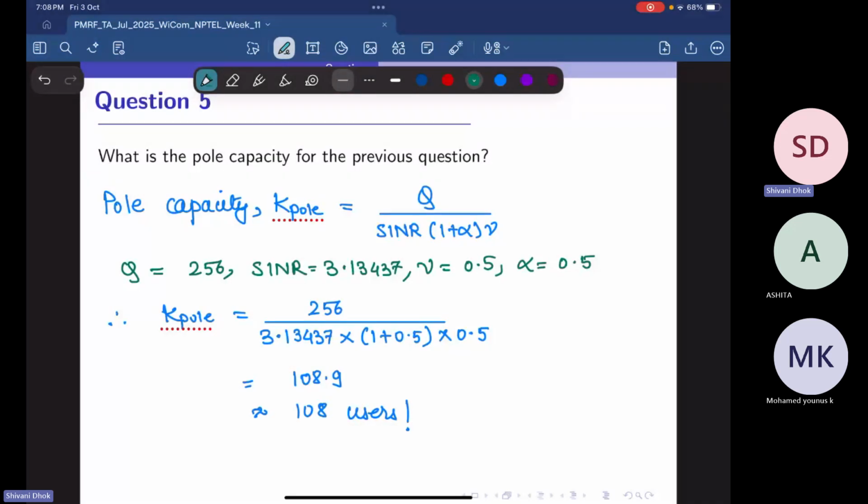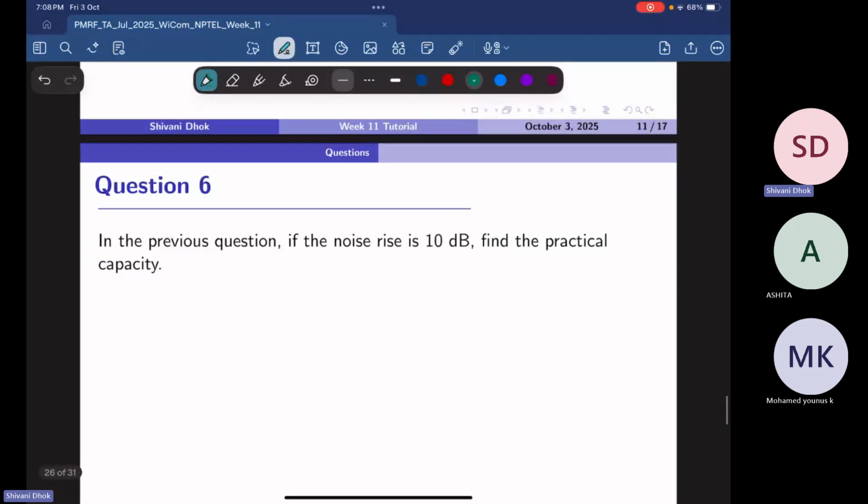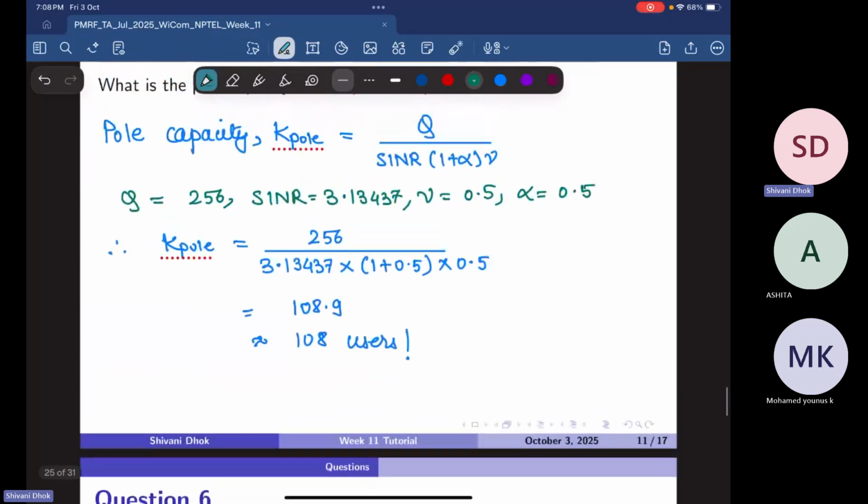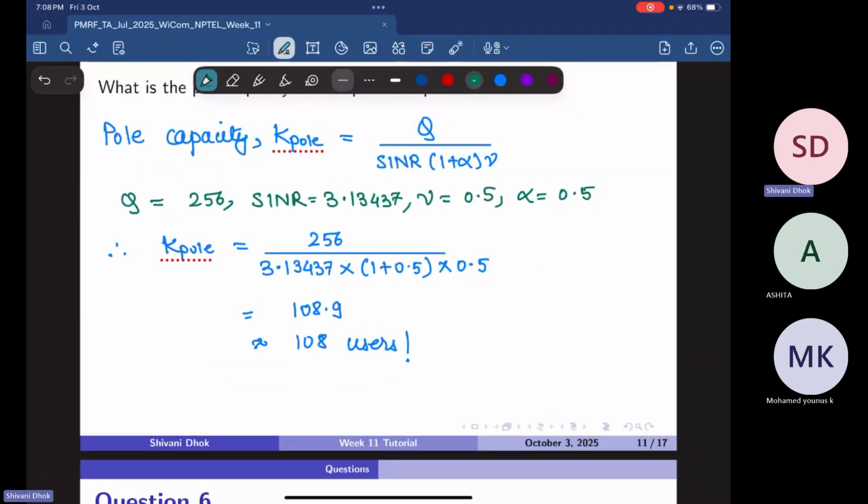So this pole capacity is coming from the basic definition. Your SINR has to be in linear quantity. Okay. If there are no further questions, then let me move on to the next question.